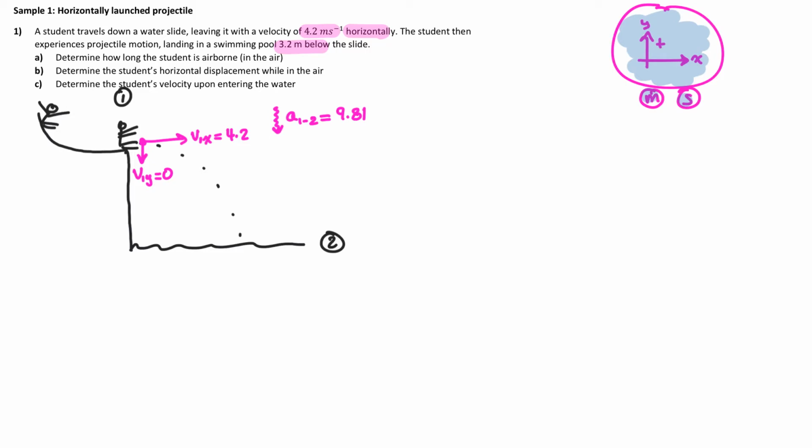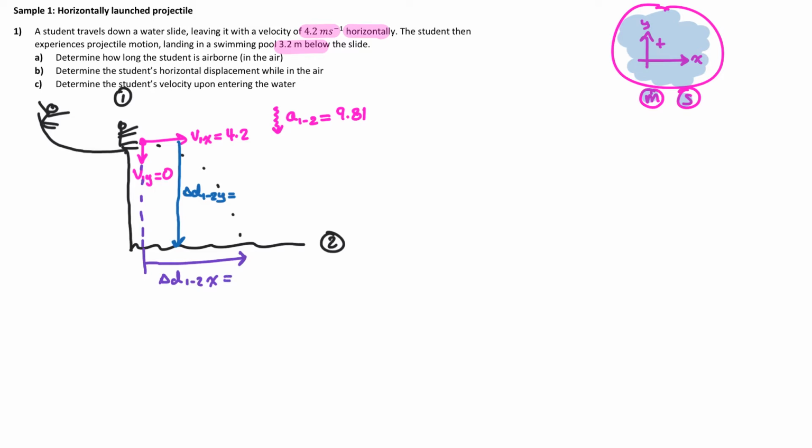And then the student is going to displace both vertically and horizontally. The displacement vertically from 1 to 2 is here. So this is the displacement 1 to 2 in the y direction. And the displacement horizontally is from here to here where it lands. So this is the displacement 1 to 2 in the x direction.